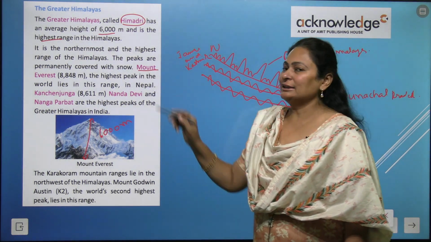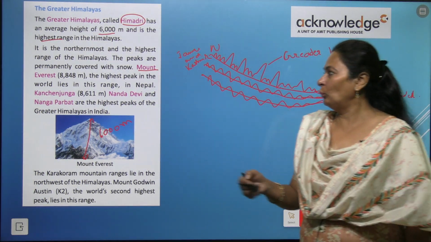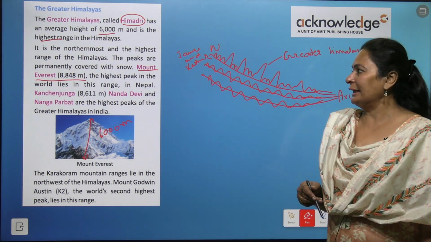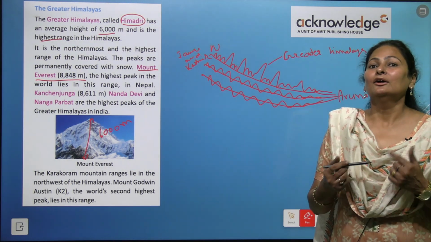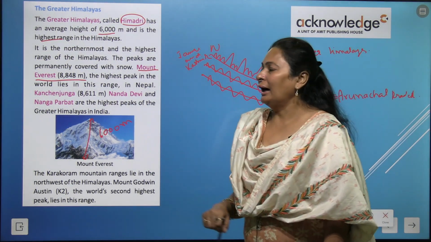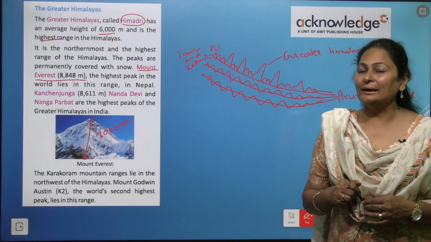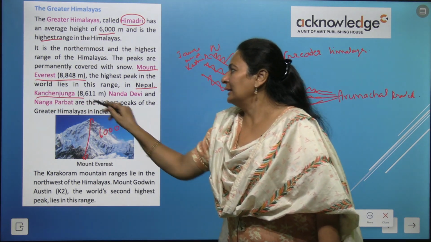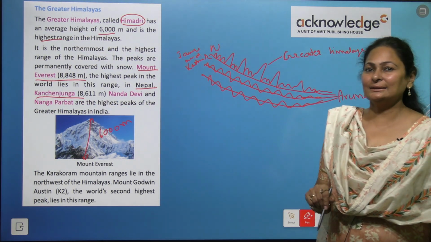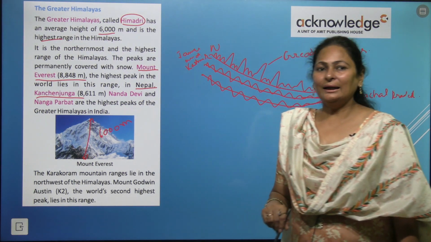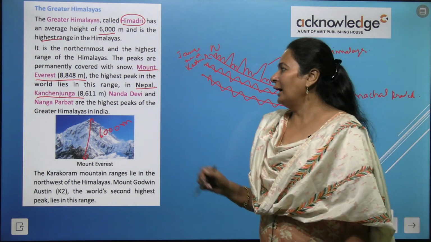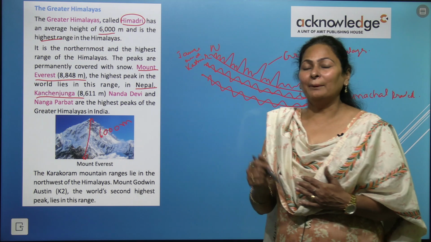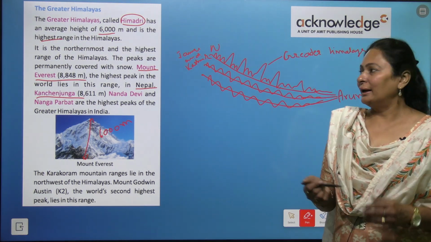Mount Everest, right? This is the highest peak in the world, and the height of Mount Everest is 8,848 meters. It lies in our neighboring country Nepal. Right, next is Kanchenjunga, 8,611 meters. Nanda Devi and Nanga Parbat are the highest peaks of the Greater Himalayas in India.